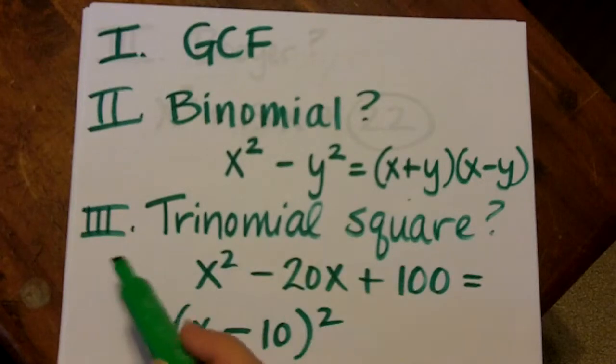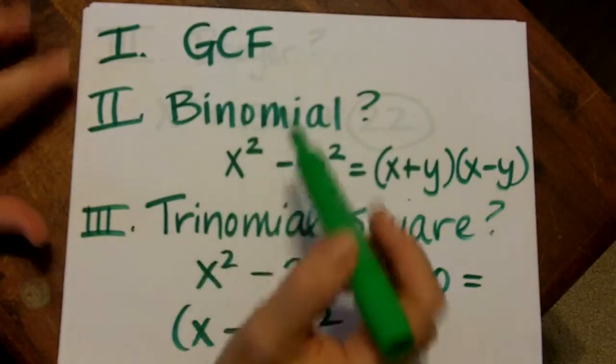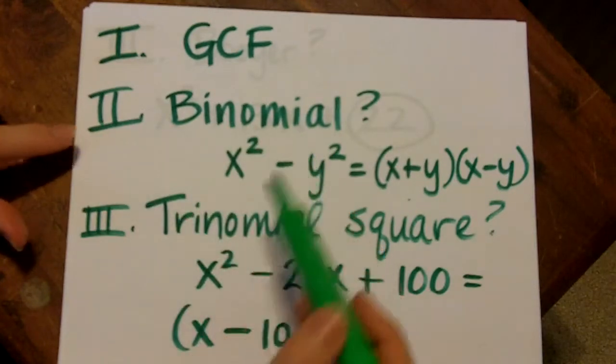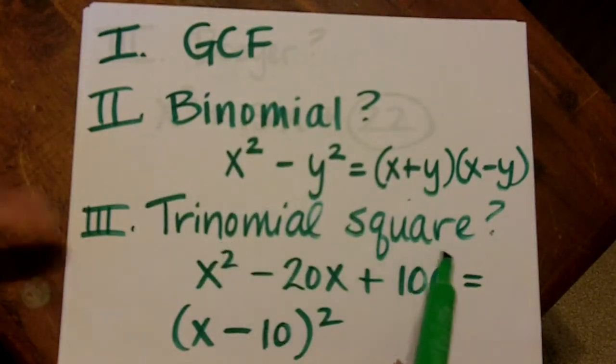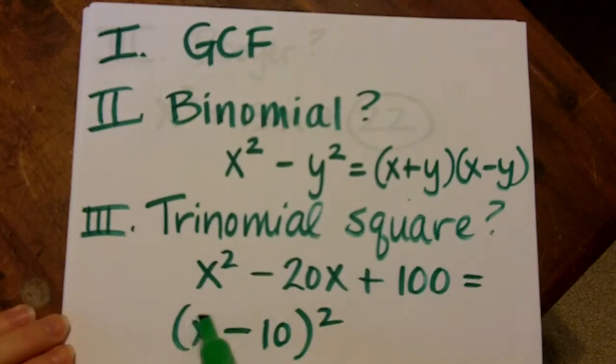Now, the third step in factoring, and again, you should always look for a GCF first. And if you look and it's not a binomial and it's a trinomial, then you want to ask yourself if it could possibly be a perfect trinomial square. A perfect trinomial square is what we see here. X squared minus 20x plus 100.